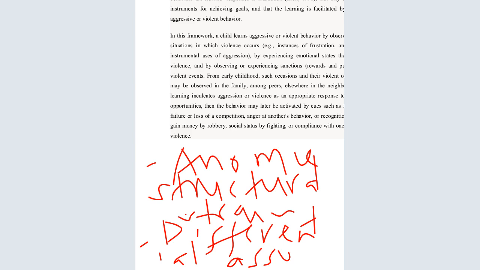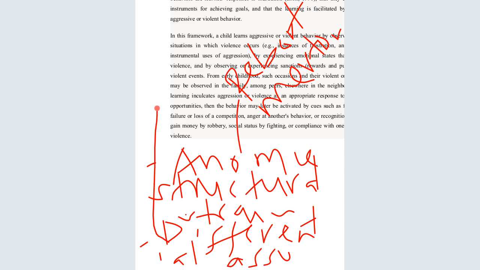Basically, anomie or strain theory is a theory that was put in place by Robert Merton. Sorry, it is Robert Merton, M-E-R-T-O-N. And this differential association is a theory that is put in place by Edwin Sutherland. So these are the major two theories that we'll look at.